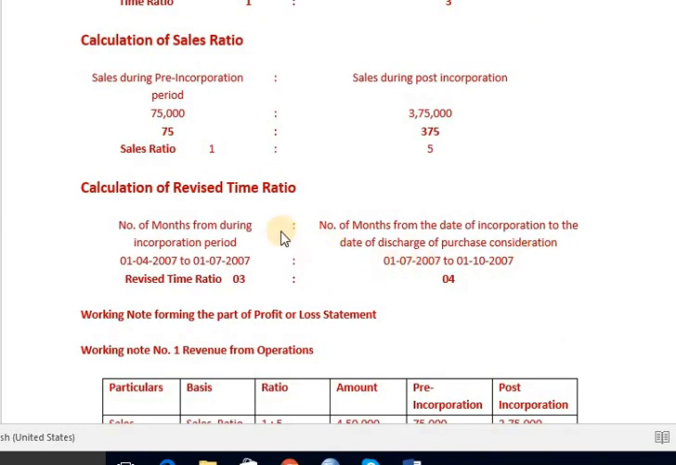Then we are calculating the revised time ratio based on the number of months during the pre-incorporation period, that is 1/4/2007 to 1/7/2007, and from 1/7/2007 to the date of discharge of purchase consideration, that is 1/10/2007. So it will be 3:4. The revised time ratio is 3:4. Now we are preparing the profit and loss account.